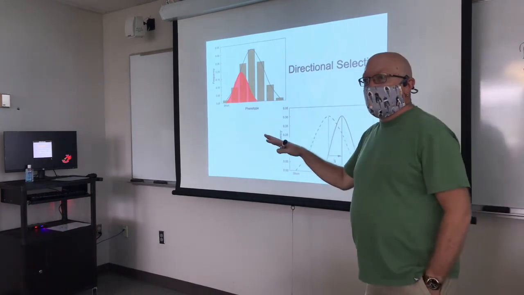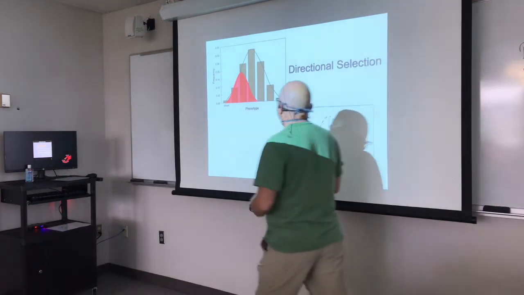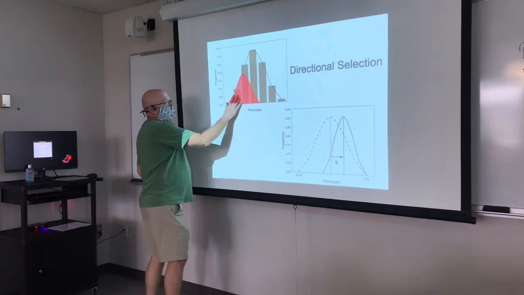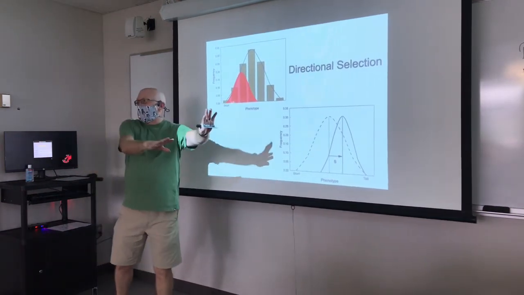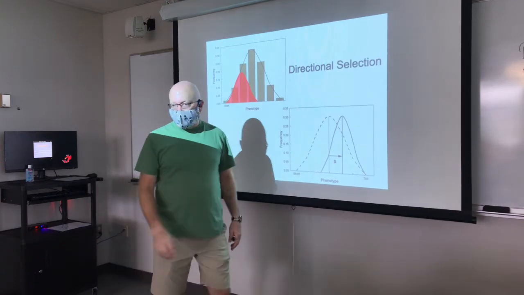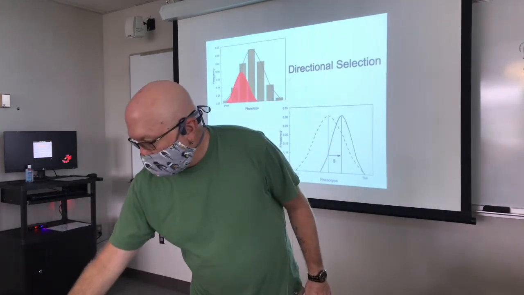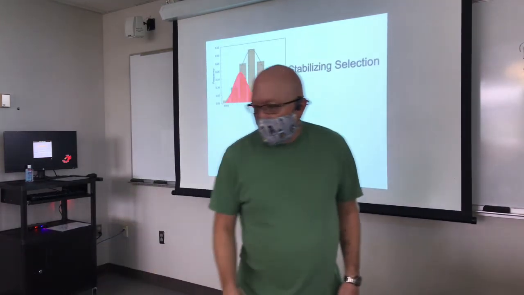This is what happens with directional selection. Selection occurs against one part of the distribution or the other part of the distribution, and it pushes it in one direction. That's why it's called directional selection.